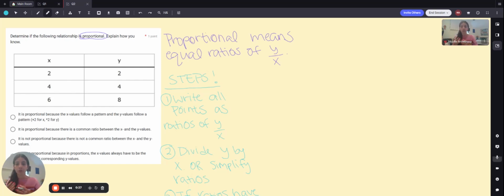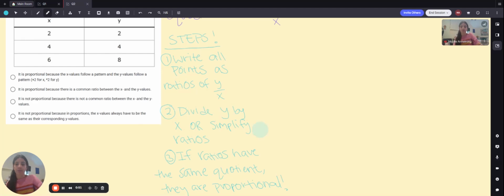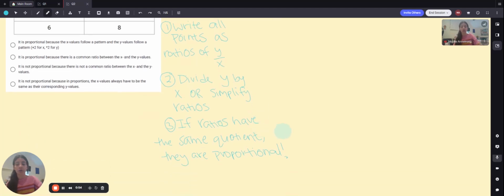A proportional relationship in a table form will always have equal ratios of y over x, or y to x. So our first step is to write all the points given to us in our table as ratios of y to x. And then we are going to simplify by dividing y by x, or just simplify the ratios. And if the ratios are all equal to each other, or have the same quotient, then we do have a proportional relationship. So let's go ahead and dive in.